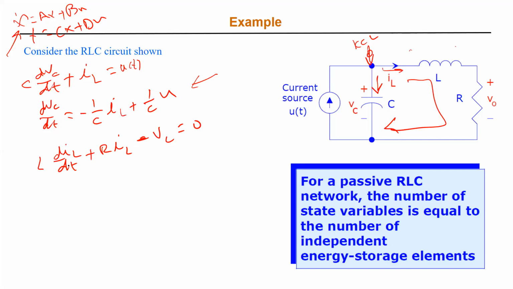So let me solve now for diL/dt. diL/dt equals minus R over L IL plus 1 over L VC. So I have now a second differential equation. Let me put them in matrix format. Let me use the terminology of x: I need x1 and x2.